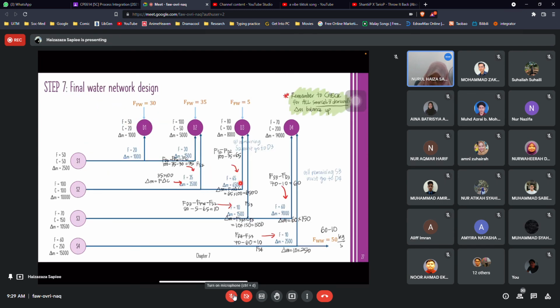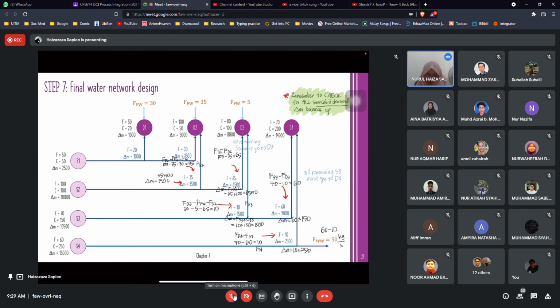And then the rest, so 100 minus 35 is 65. So again, this 65 will go directly with concentration, which gives you your delta M. And then you see its FFW only gives 5. So 75 minus 65, you still need 10. So this 10 will be taken from S3 and then it will go to D3.